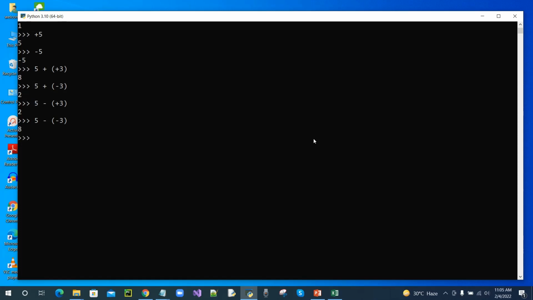Let's do the same without any parentheses. In this expression, the first operator is the arithmetic operator and the second one is a unary operator. So 5 plus plus 3 is equal to 8. 5 plus minus 3 is equal to 2. 5 minus plus 3 is equal to 2. 5 minus minus 3 is equal to 8.